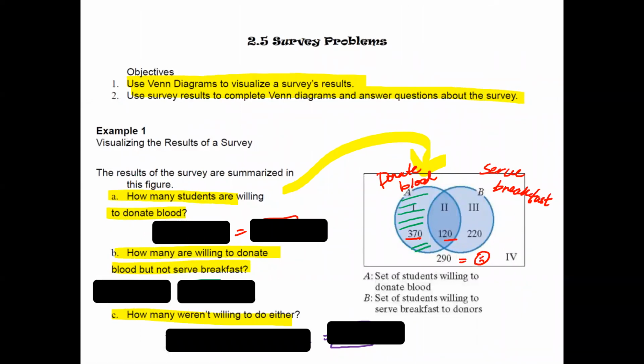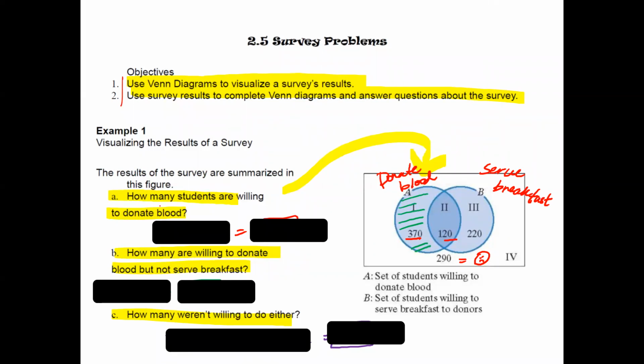All right, let's go ahead and take a look at this. This is your Venn diagram right here, or your objective. So example 1 says, visualize the results of a survey. The results of the survey are summarized in this figure. How many students are willing to donate blood? If you take a look at this, A represents the number of students who are willing to donate blood. B represents the number of students that want to serve breakfast. And in between are students that want to donate blood and serve breakfast, because they're rock stars.